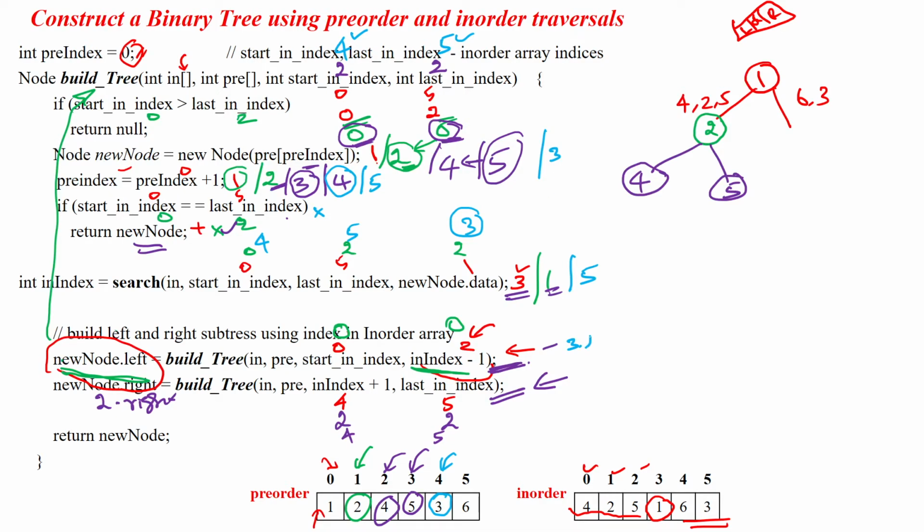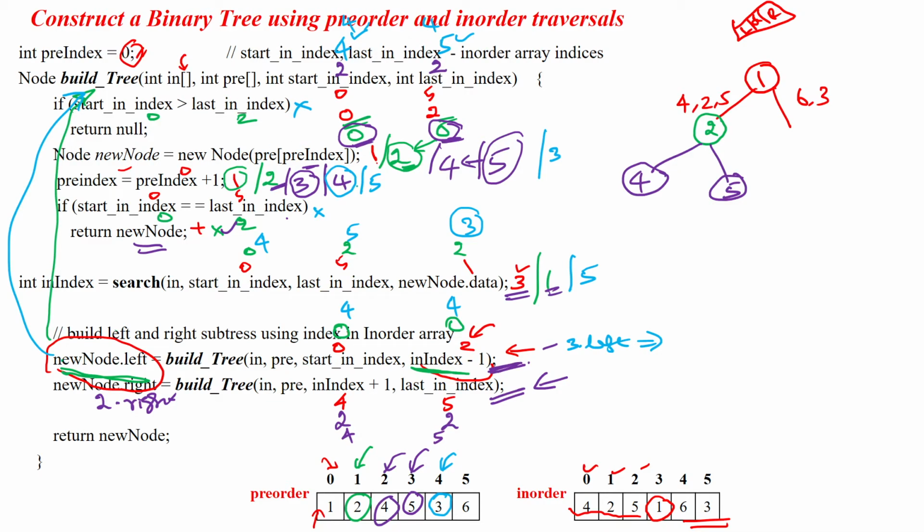For 3 dot left, you have to pass the start index. What is the start index? Start index is 4. And what is the in index minus 1? In index is 5, so in index minus 1 is 4. Then we are calling the recursion, passing 4 comma 4. So what is 4 comma 4? Here the check is false, so it will not execute.